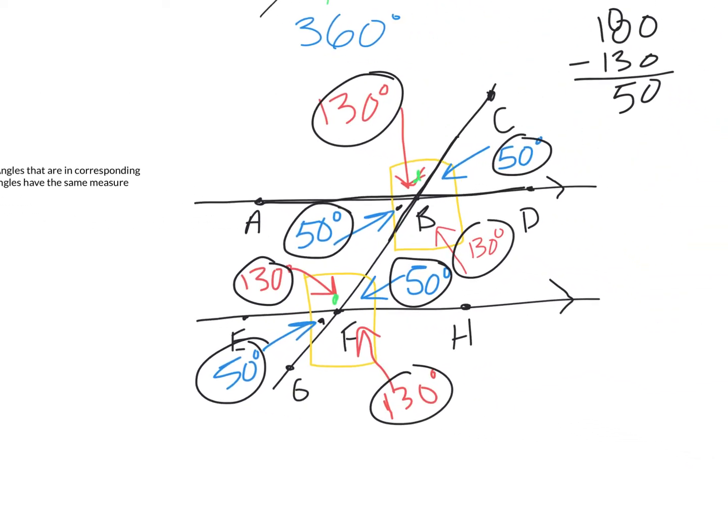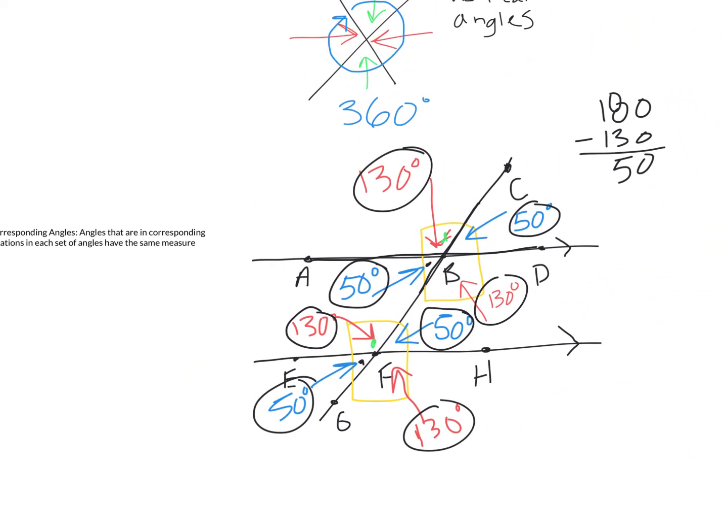Now, the next relationship that we're going to talk about is something called alternate angles. I'm going to use green arrows for this. Alternate angles are on opposite sides of the transversal. So let's use this 130 here and this 130 here. You'll notice one is on the left side and one is on the right side of the transversal.